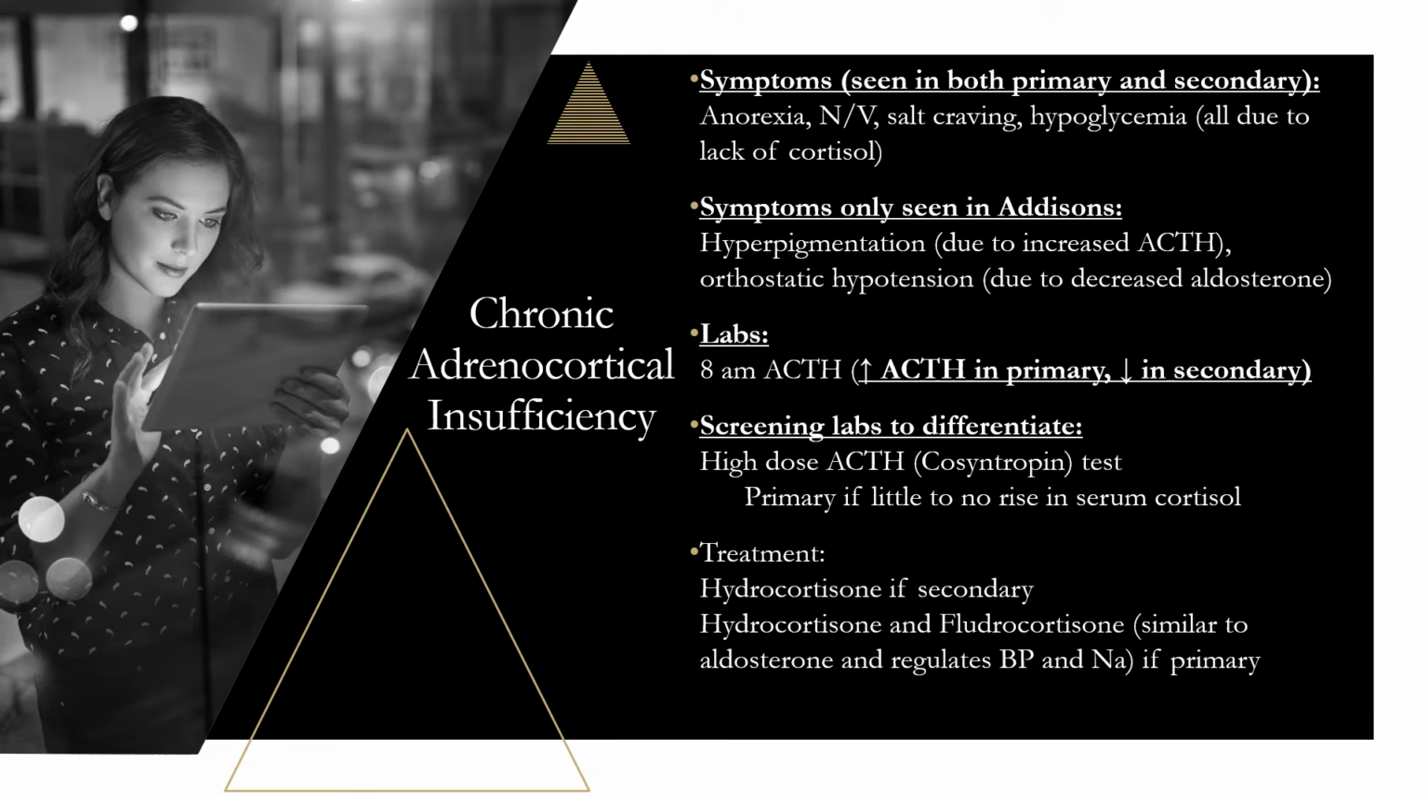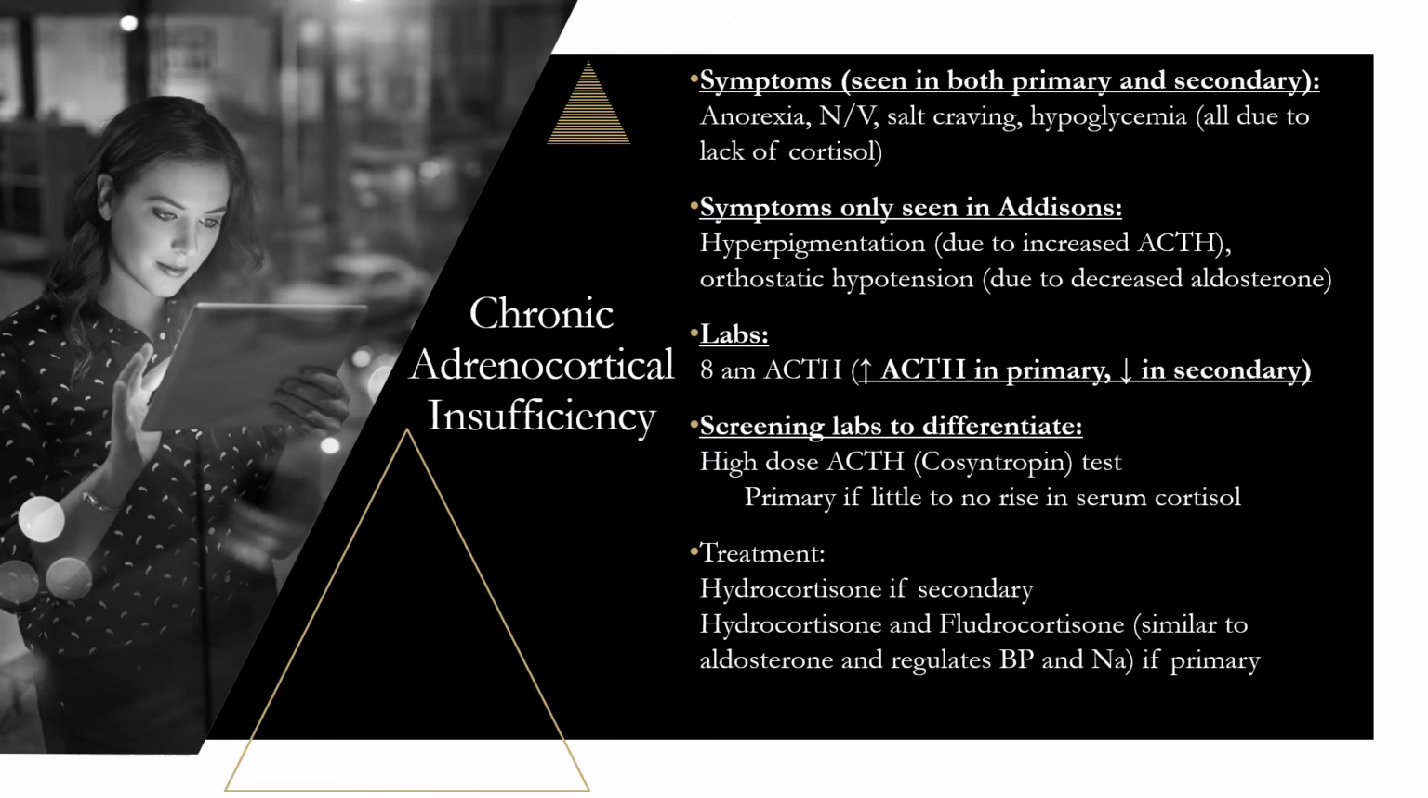That's in contrast to secondary, where the adrenal gland's working fine. It's just not getting enough ACTH from the pituitary. So if you give ACTH in secondary, you're going to see a rise in serum cortisol because the adrenal's working fine. It's just not getting that signal. So that's an important thing to remember, and it'll help you remember it on the exam as well.